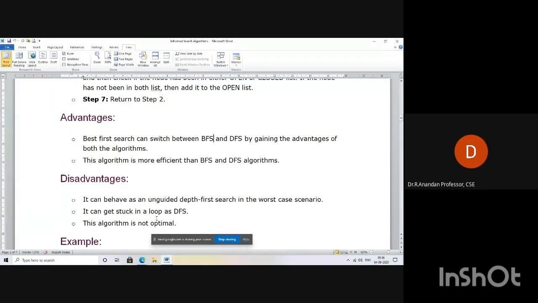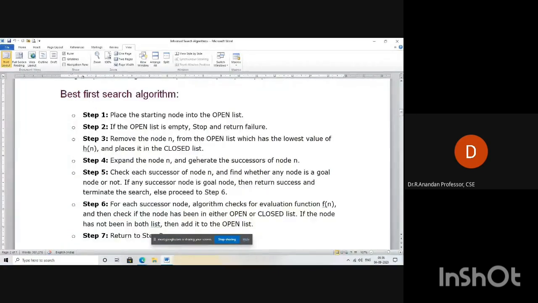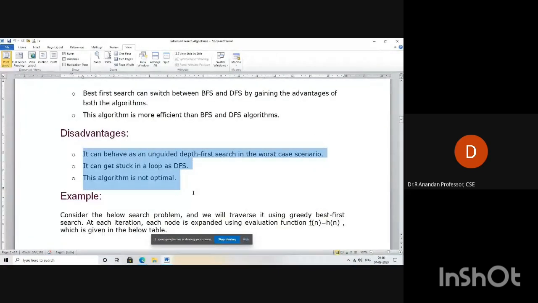Disadvantages: it can behave as an unguided depth first search. In the worst case scenario, you can get stuck in a loop like depth first search. This algorithm is not optimal. Okay, before, we have seen what the advantages and disadvantages are.